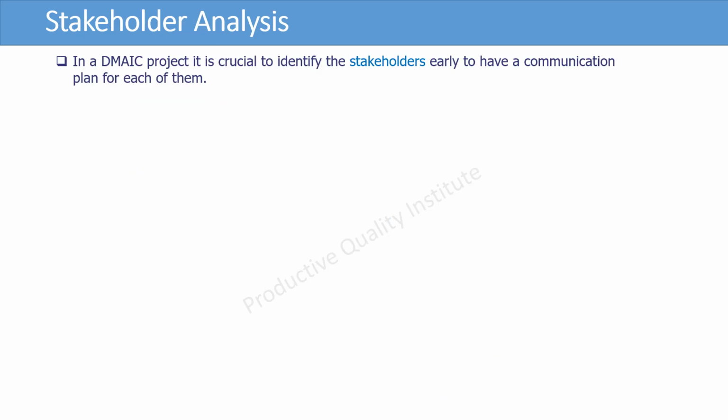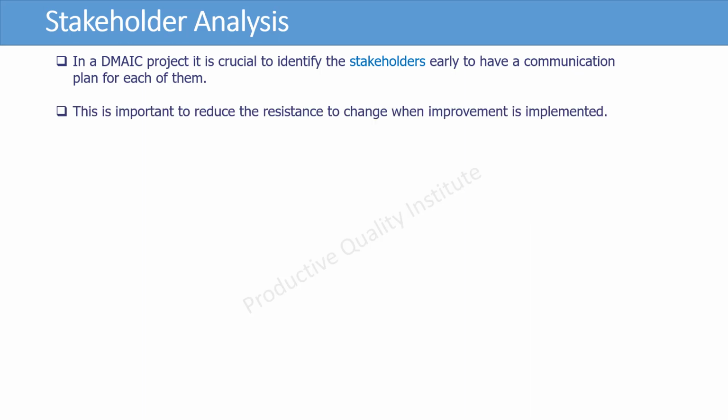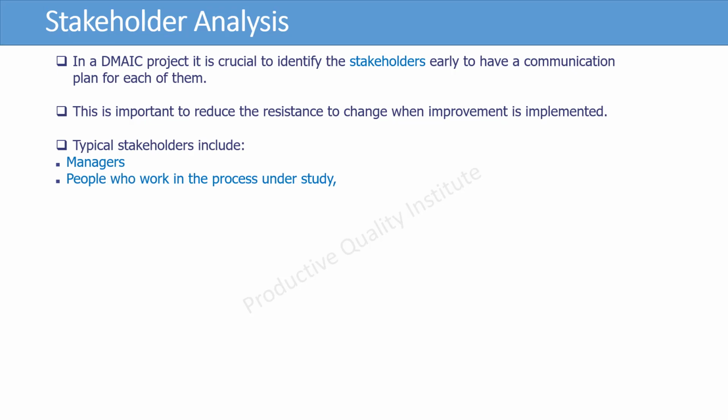In a project, it is crucial to identify the stakeholders early, to have a communication plan for each of them. Also, it is very important to have their support in order to reduce the resistance to change when improvement is implemented. Typical stakeholders include managers, people who work in the process under study, upstream and downstream departments, customers, suppliers, finance people. In addition to that, in specific projects, we have to include human resources.